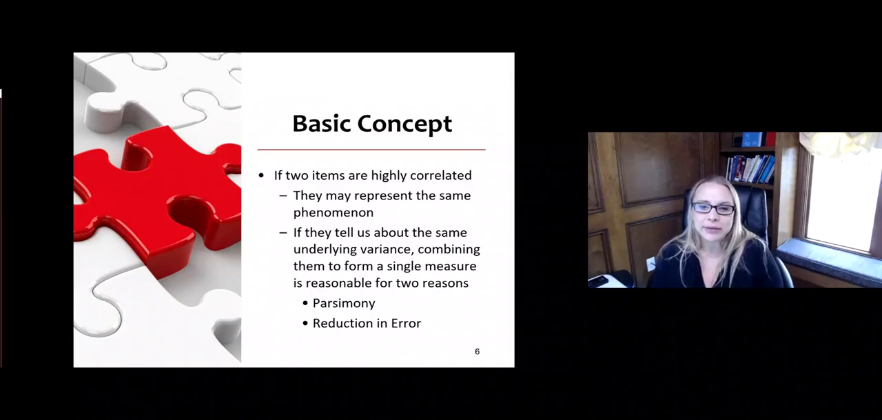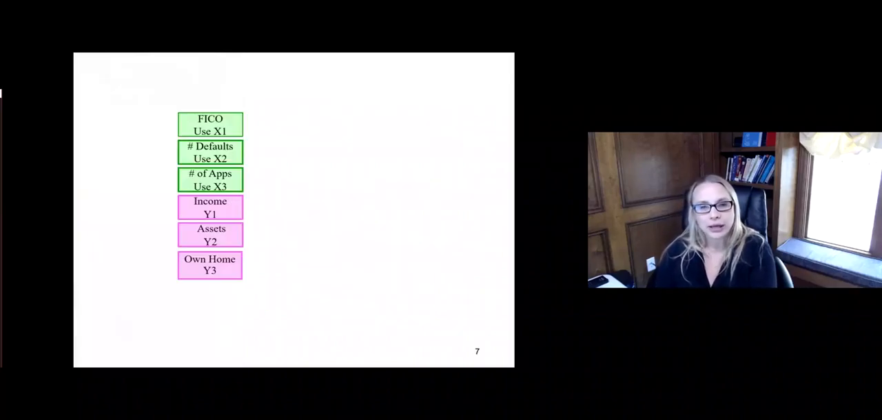So what does it mean when two items are highly correlated, or when features are highly correlated? Let's look at an example. Let's say we have 6 variables that we have collected. We have FICO score, number of defaults the customer has had, number of applications of credit they've had, their income, their assets, and whether or not they own a home. And so we have all of these variables.